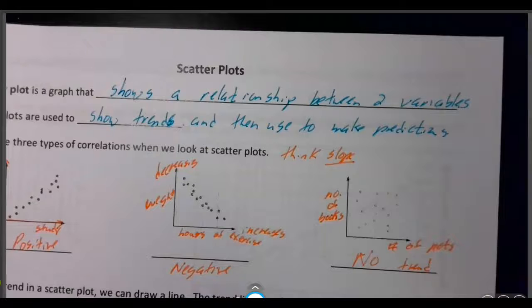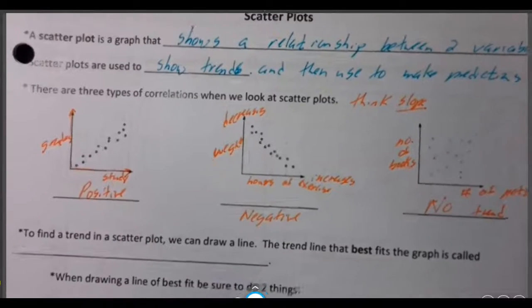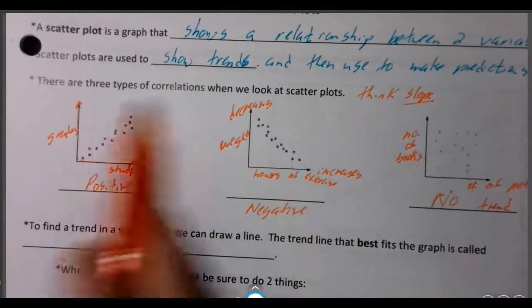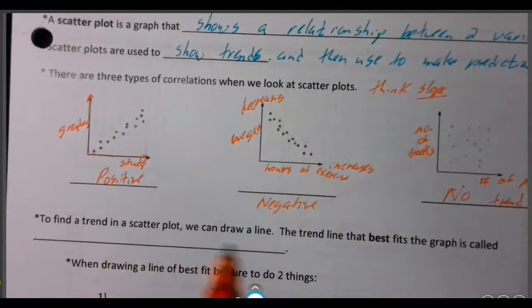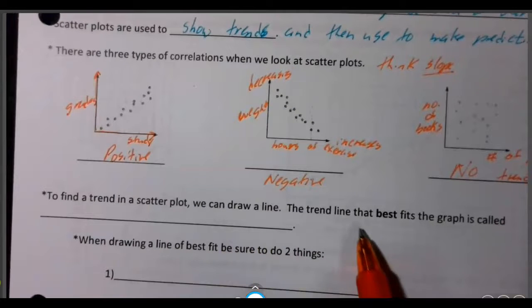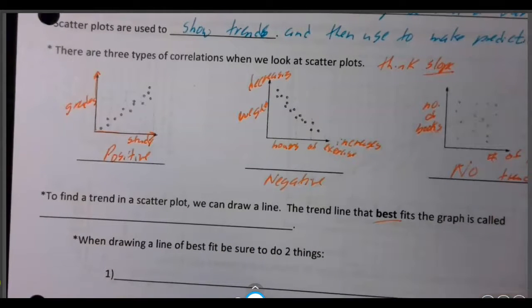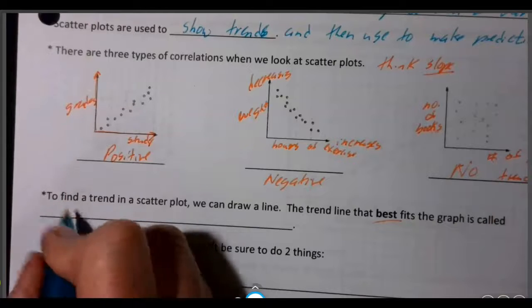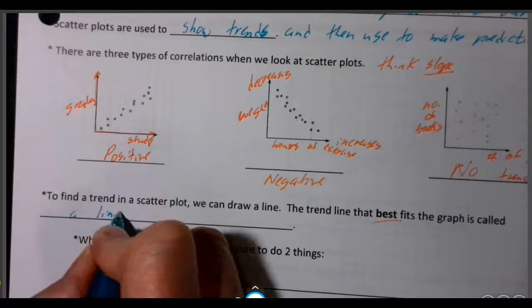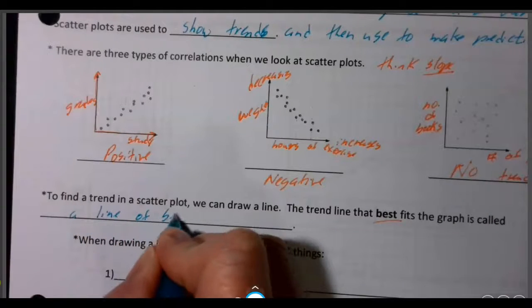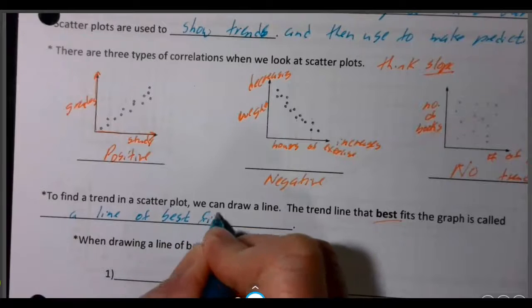One does not connect with the other. There's no connection between the number of pets a person has and the number of books a person has. There is no connection. Okay? So that's what we're talking about as far as trends. To find a trend in a scatter plot, we draw a line. The trend line that best fits the graph is called, again, not too original in math, a line of best fit.